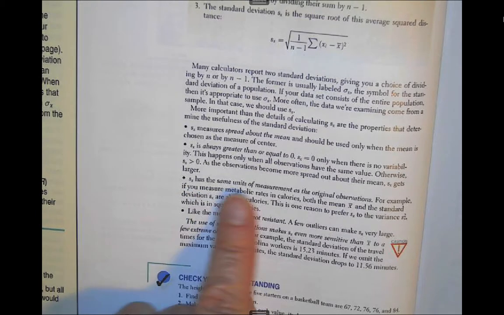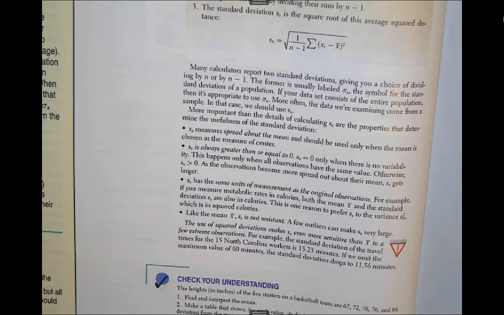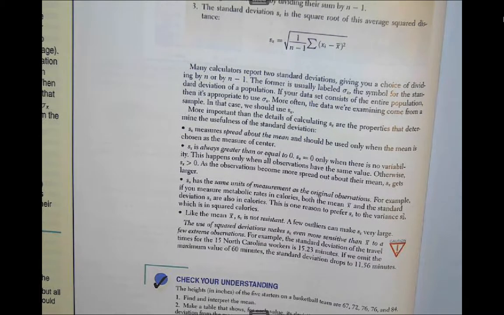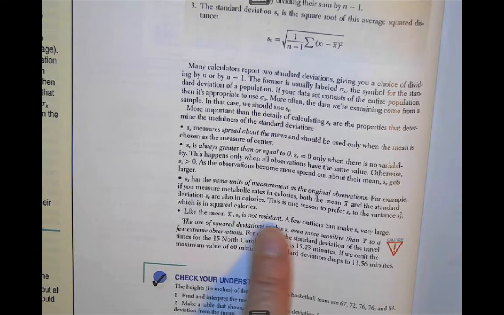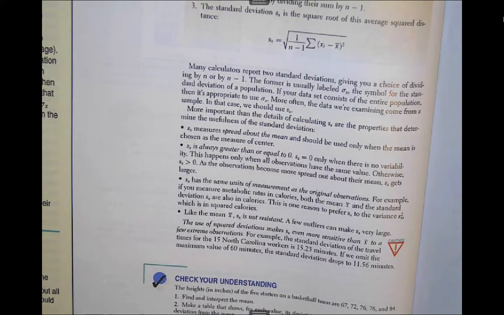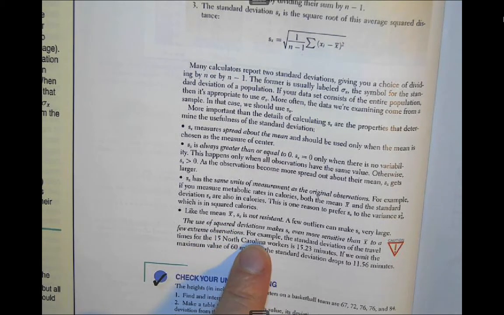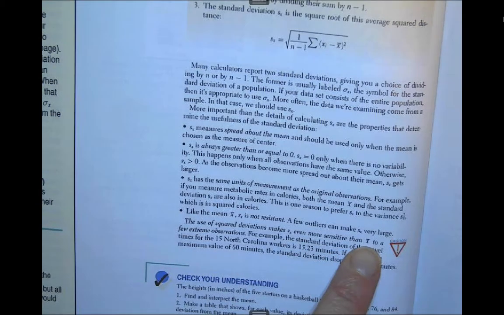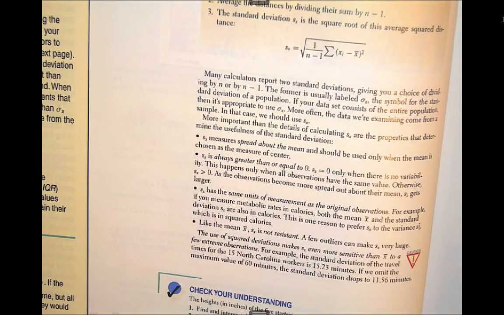Sx has the same units of measurement as the original observation. So if your original observations are in inches, then your standard deviation is also going to be in inches. Like the mean, Sx is not resistant. A few outliers, if I square those distances away, it's going to get pretty large. And the fact we're using squared deviations makes it even more sensitive than x bar to those extreme observations.